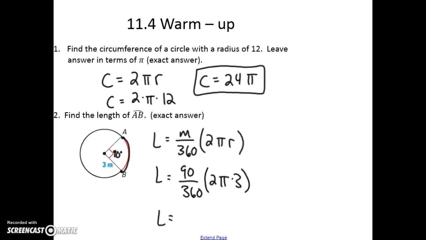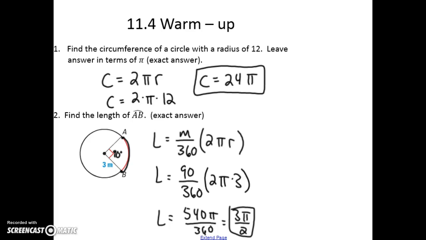So we can simplify this. We have 90 times 2 times 3, or 90 times 6, which is 540 pi over 360. And this does reduce to 3 pi over 2. Or just 3/2. And you can reduce that fraction by ignoring the pi and just reducing 540 over 360. And 180 goes into both of them, which is how that reduces to 3 pi over 2.